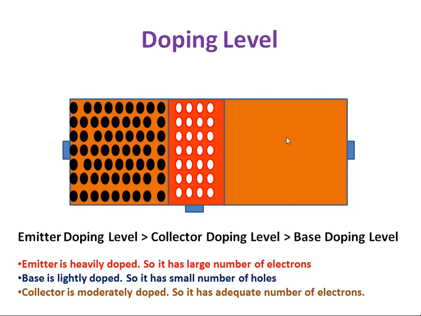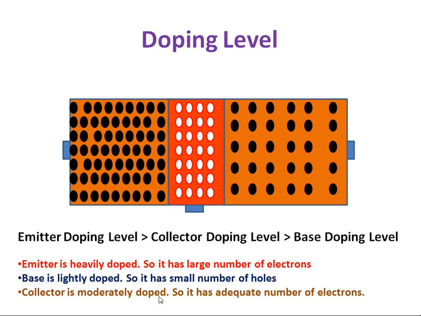What about the collector region? Here it is N-type material. The collector is moderately doped. Moderately doped means the doping level lies between the P layer and the N layer. Look at the number of electrons here. It is more. Look at the number of holes. It is very less when compared to these two layers. But your collector is moderately doped. So this is the doping level of the N, P, N layers, or the emitter, base, collector junction. This is very important to understand the operation of a transistor.